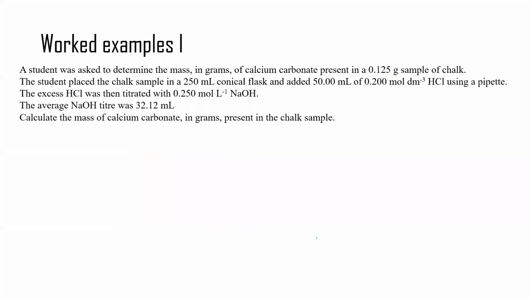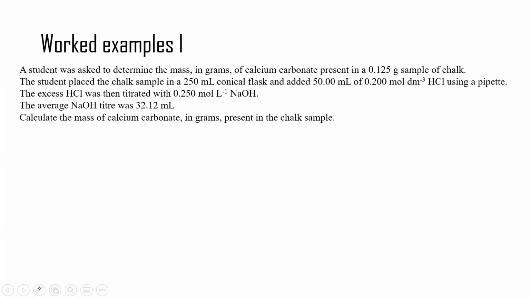And we're going to see one example of each, to see exactly what is happening. So let's see a word example. A student was asked to determine the mass in grams of calcium carbonate present in a 0.125 gram sample of chalk. The student placed the chalk sample into a 50 milliliter conical flask and added 50 milliliters of 0.2 molar HCl using a pipette. The excess HCl was then titrated with 0.25 molar NaOH. The average NaOH titer value was 32.12 milliliters.